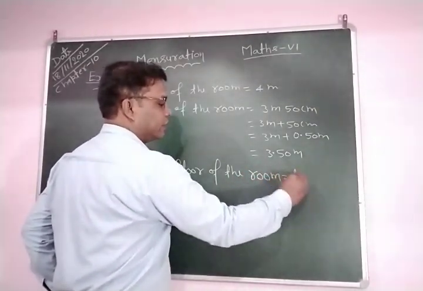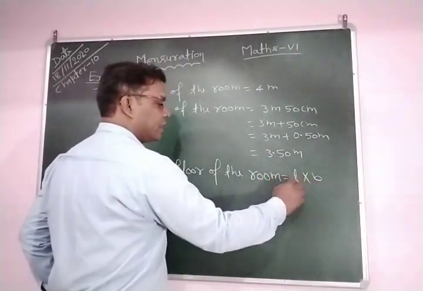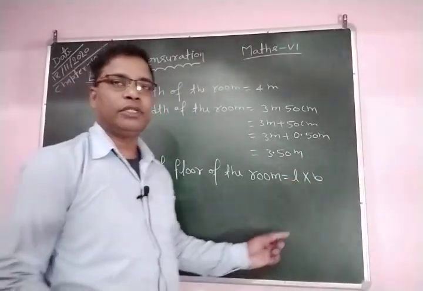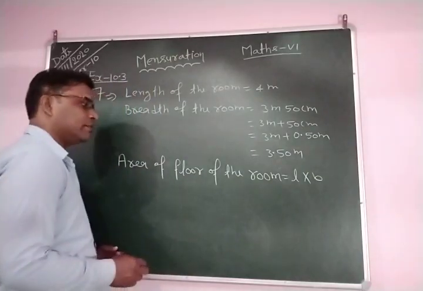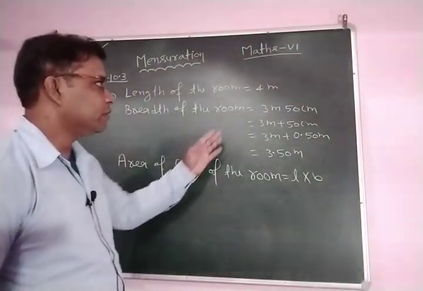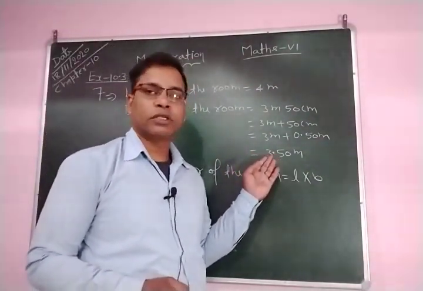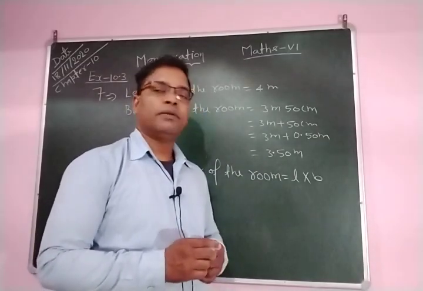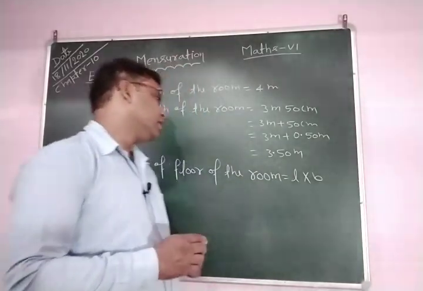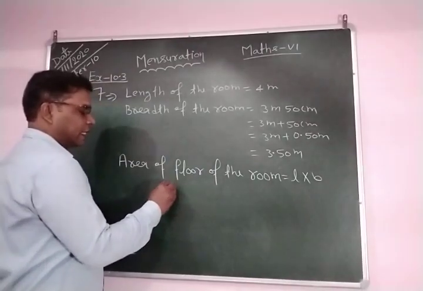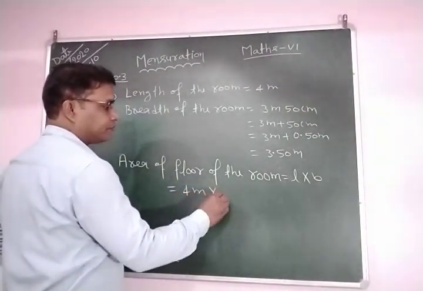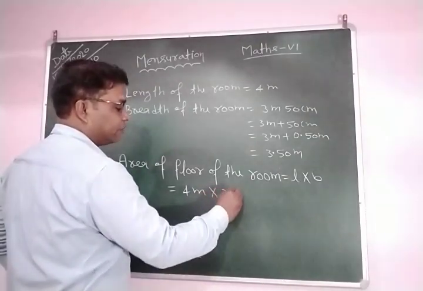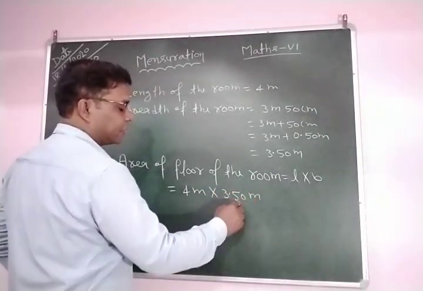This is equal to length into breadth. Here L represents length and B represents breadth. Clear? So the length of the room is given here as 4 meters, and the breadth of the room is also given here, 3.50 meters. So you can write here 4 meters, this is the length of the room, into 3.50 meters, this is the breadth of the room.